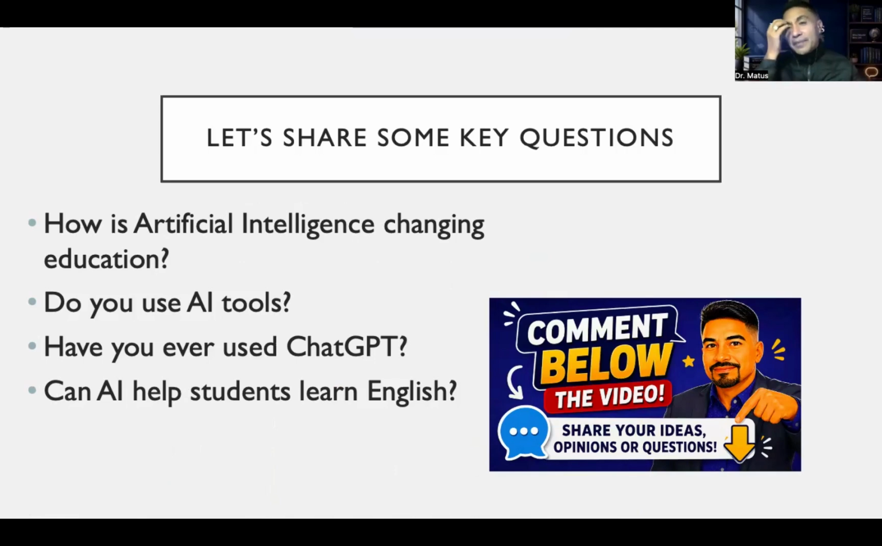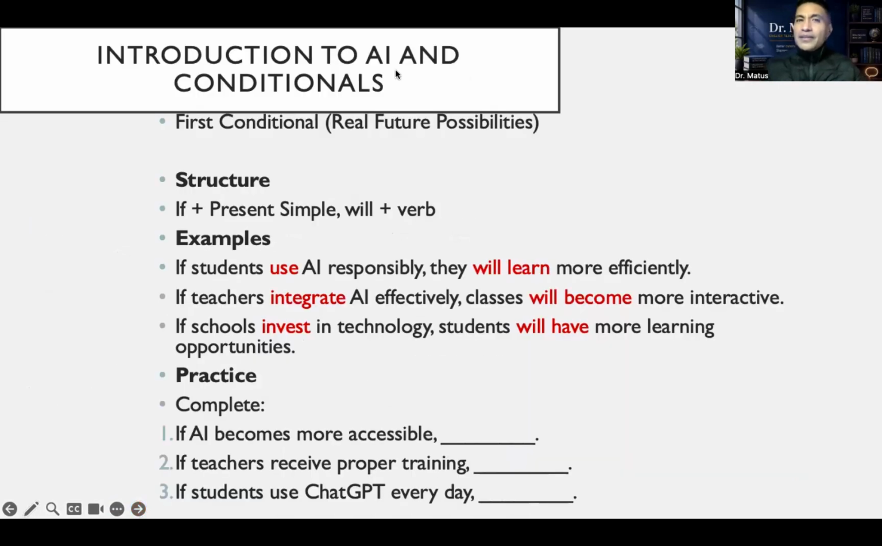By doing that and by encouraging and motivating yourself to use level B2, you will be able to use conditionals, phrases, expressions that actually target the specific level of English. So let's have a look at an introduction to artificial intelligence and conditionals.